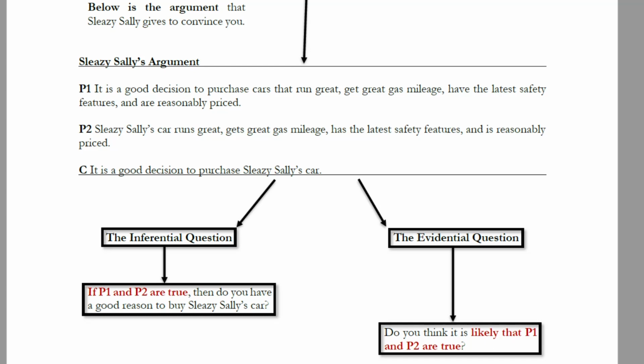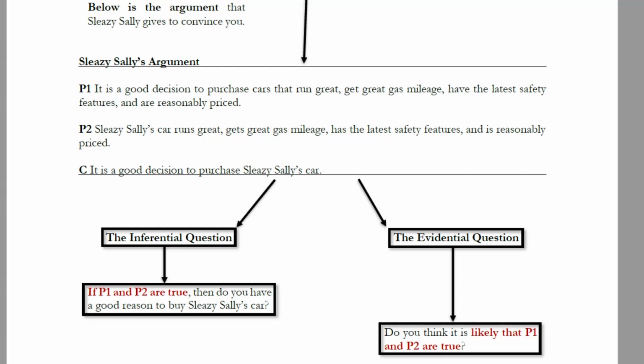So far, so good. But what about the evidential question? What do we think about the premises? When asking the inferential question, we simply assumed that the premises were true. But are the premises actually true? Well, let's consider each premise separately, and let's start with the first premise, P1.